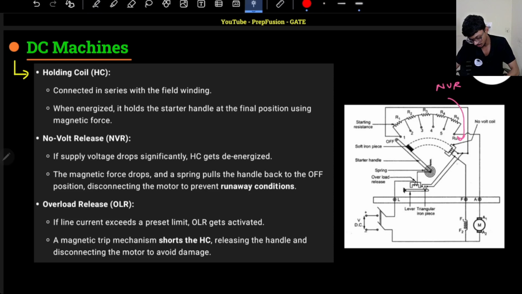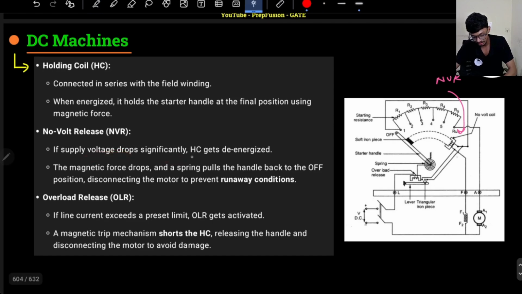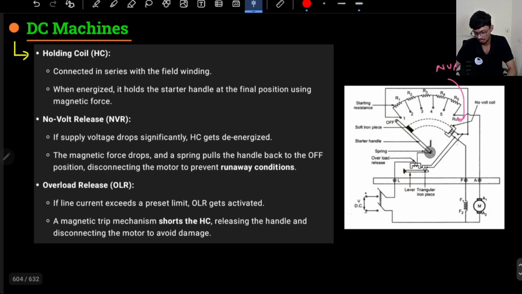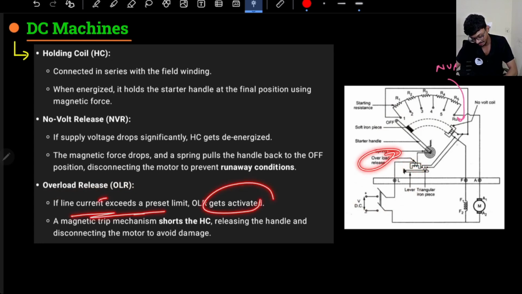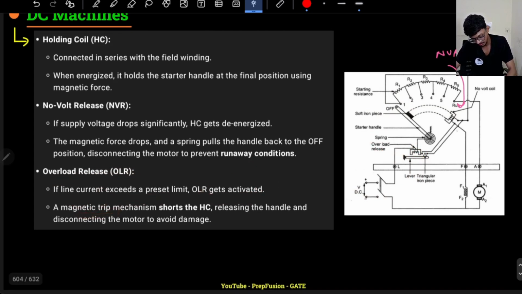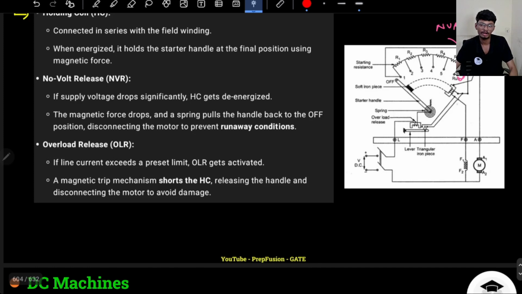No volt release coil. So if supply voltage drops significantly, the holding coil will be de-energized, the magnetic force drops and the spring puts it back into the off position. Okay, because there is some abnormal condition, right. Overload release: if the current is very high, then this overload release coil will be activated, so the magnetic trip mechanism shorts the holding coil as we discussed, right. It will simply short the holding coil, releasing the handle and disconnecting the motor to avoid damage.